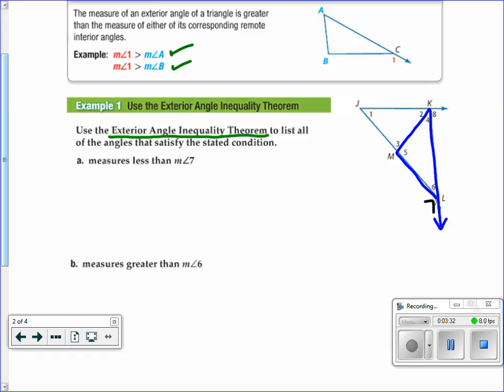So angle 7 here is an exterior angle, and then the remote interior angles that go with that would be 5 and 4. So what it's asking is, by the exterior angle inequality theorem, which angles have a measure less than 7? Well, for triangle MKL, the measures that would be less than 7 would be those remote interior angles of 4 and 5.